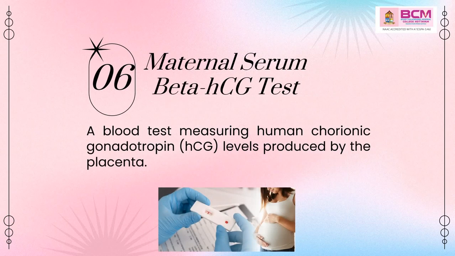Another blood test is the maternal serum beta-hCG test, which measures the level of human chorionic gonadotropin produced by the placenta. Human chorionic gonadotropin, or hCG, is a hormone produced by the placenta shortly after implantation. The beta subunit of hCG is what pregnancy tests detect in blood or urine.